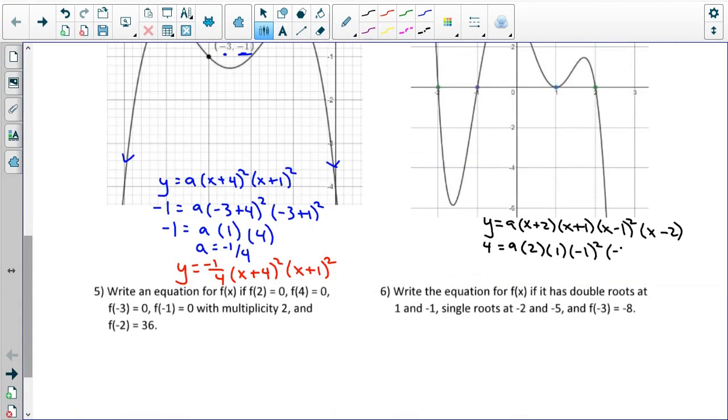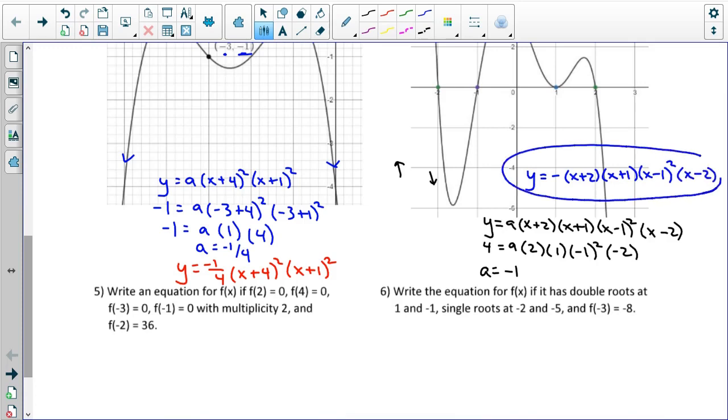Because I know that point, that y-intercept, I realize that a should be a negative number because my end behavior looks like this on an odd numbered degree. And then I see that a should equal, it appears to be -1 when I do the multiplication. So my final answer is going to be y equals -1, x plus 2, x plus 1, x minus 1 squared, x minus 2. And that's my final answer for this problem.